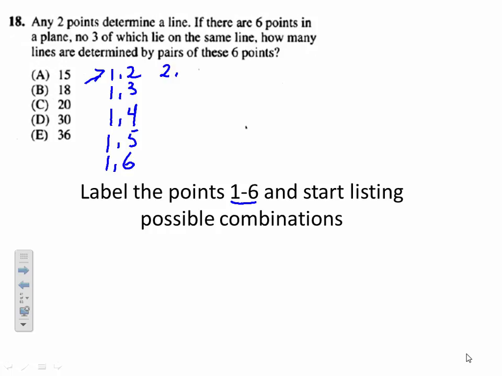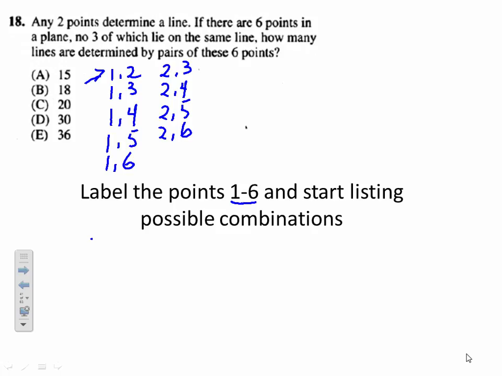So our first point here would be 2, 3. You also can't have 2, 2 because you can't have a line defined by just the 1 point. Okay. And then the next one would be 2, 4, 2, 5, 2, 6. And some of you would see already that there's a pattern of decreasing by 1 set of points each time.